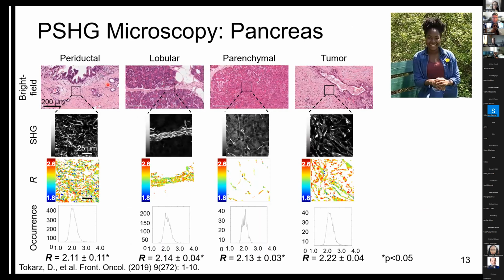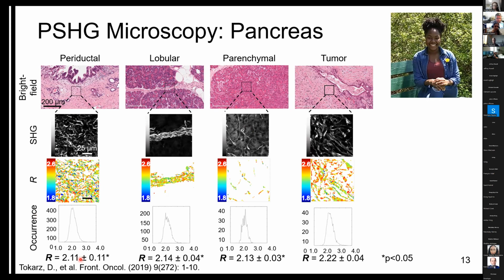Seen here at the top are bright field microscopy images of representative H&E dyed pancreatic tissues in the normal case as well as in tumor. And below are the corresponding SHG images. So PEPO SHG microscopy was performed. The data was fit with equation 1 shown earlier, and we extracted the R values for each pixel, and made these color-coded maps where pixels with R values of 1.8 are colored blue, and pixels that have a value of 2.6 are colored red.